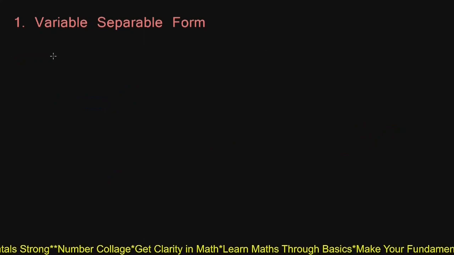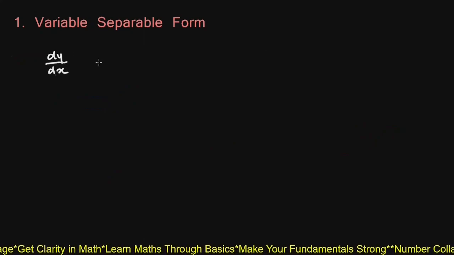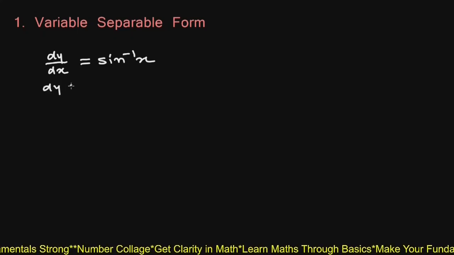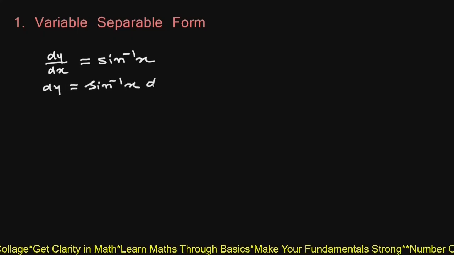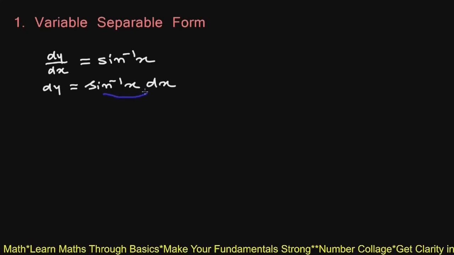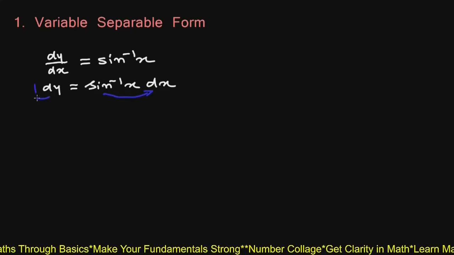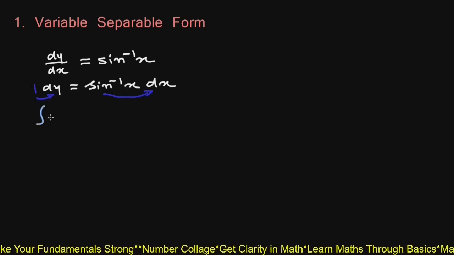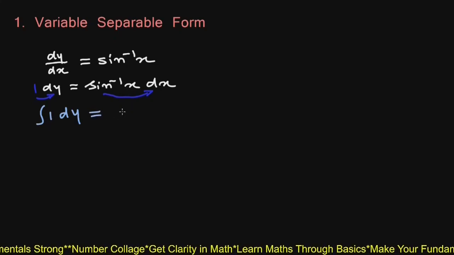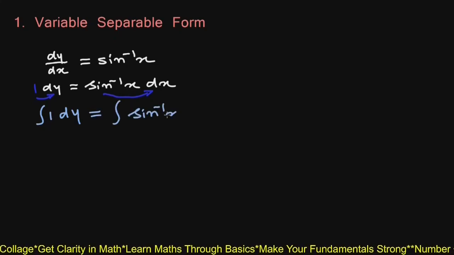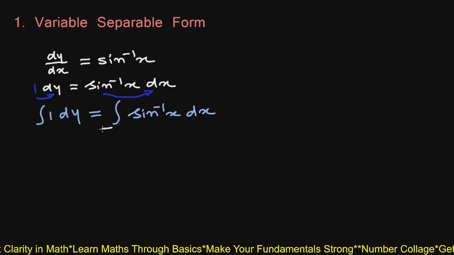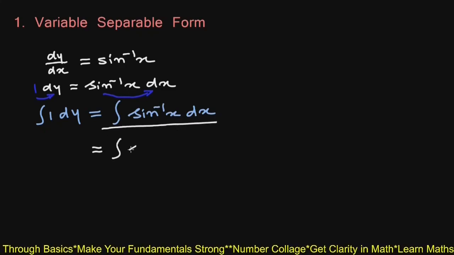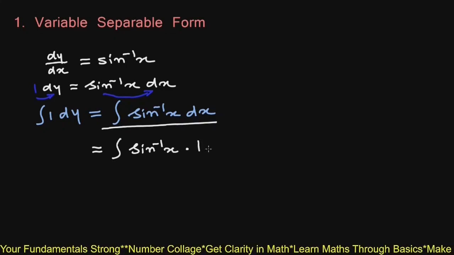Find general solution of dy by dx equals sin inverse x. For separating the variables, we write dy equals sin inverse x dx, function of x with dx and constant 1 with dy. So the variables have been separated. Now we can integrate. Integral 1 dy equals integral sin inverse x dx. We do not know integral of sin inverse x. So we write this integral as integral sin inverse x into 1 dx.